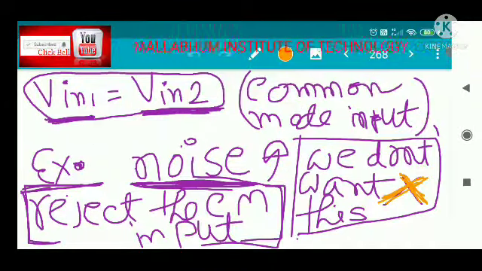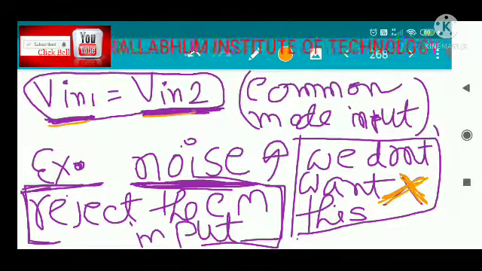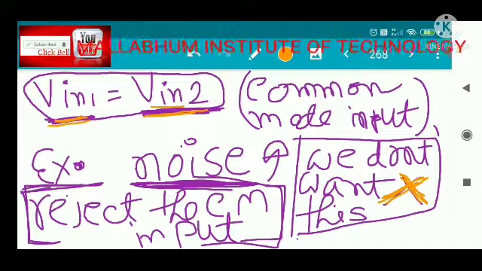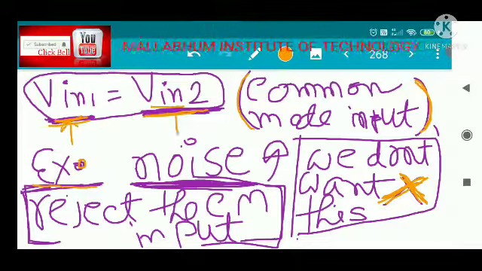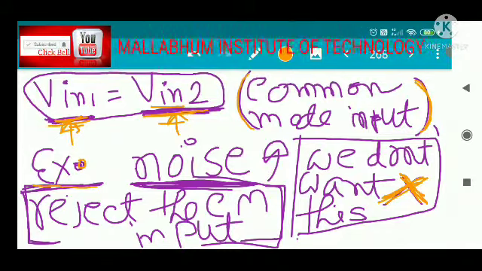Next is the common mode signal. I have already given the definition in the op-amp circuit: if there are two inputs, Vin1 and Vin2, and Vin1 equals Vin2, then the signal common to both inputs is called the common mode input. And we don't want the common mode input to be amplified, because it is equally added to both inputs and is called the noise signal. All of you know the noise signal is not required in your circuit, and if it is amplified, it degrades the circuit performance.